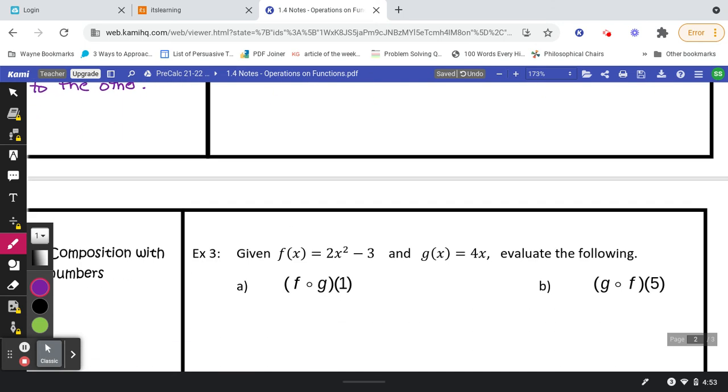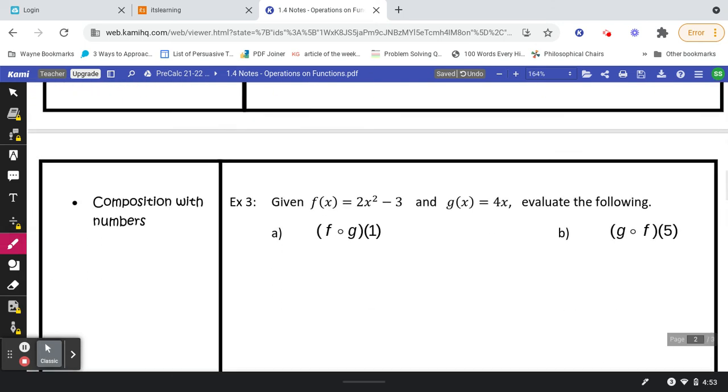Okay, on the back side, composition with numbers. Now instead of x's, there are going to be numbers here. There's a couple different ways to do this, but the way I found to be the most efficient is to take the 1 and first plug it into the g function. So take the 1, plug 1 into the g function. So it's going to go in right here. 4 times 1 is 4.